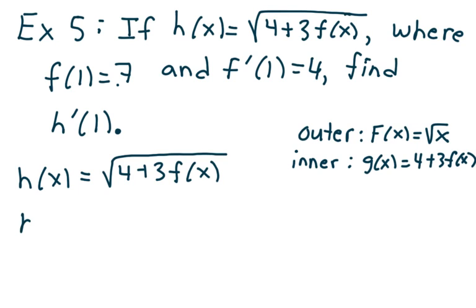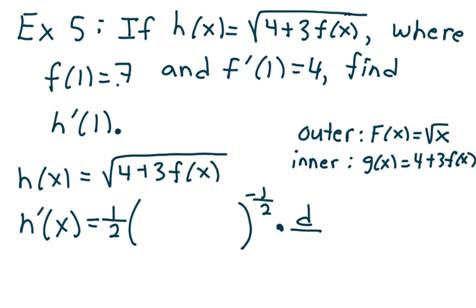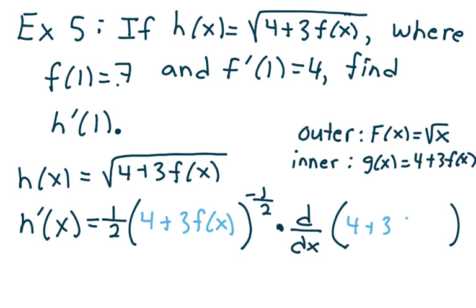So if I want h prime of x, I'm going to take 1/2 of some stuff to the negative 1/2. So this is just power rule, okay? And then I'm going to multiply by the derivative of that same stuff. And the stuff that goes inside is that inner function. So you notice the match here? I'm going to put 4 plus 3 f of x here, but I'm going to put 4 plus 3 f of x over here.